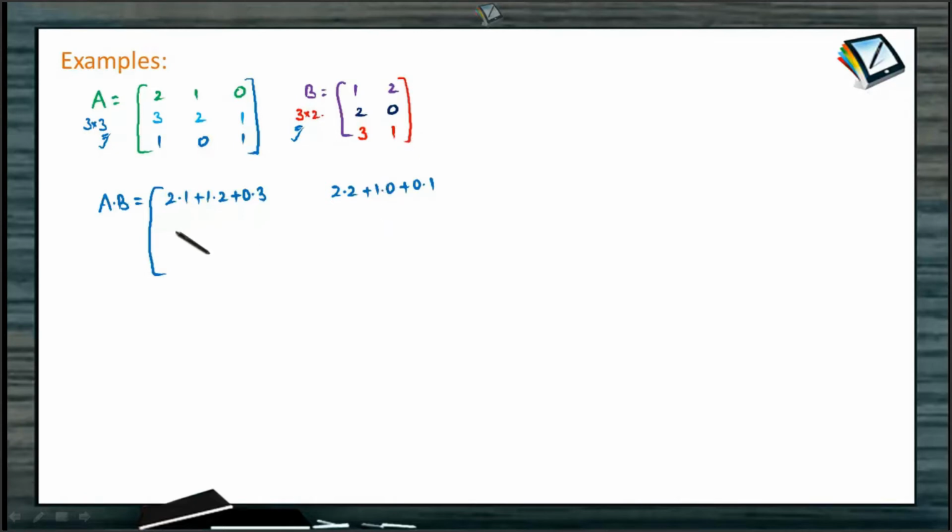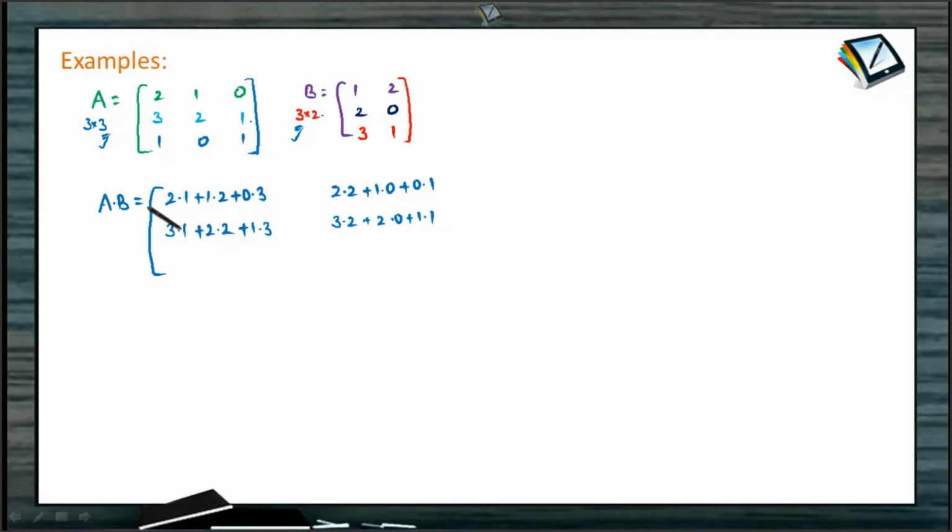Similarly, how will be the second row of first column entry? Second row of A must be multiplied with the corresponding elements of the first column of B. That means this is 3 into 1 plus 2 into 2 plus 1 into 3. Similarly, how will be the second row, second column entry? The second row of A multiplied with the second column of B, it would be 3 into 2 plus 2 into 0 plus 1 into 1.